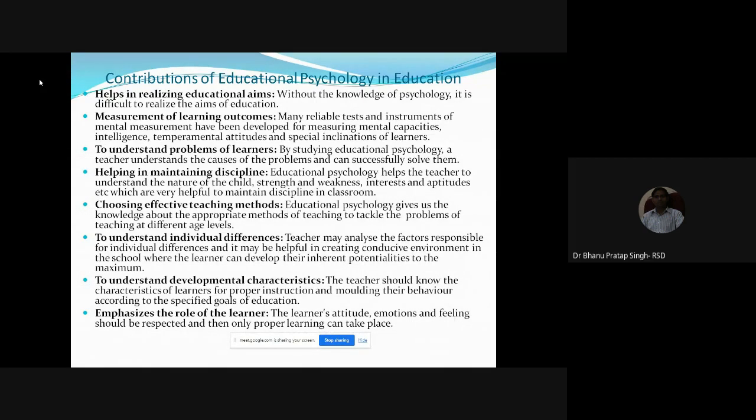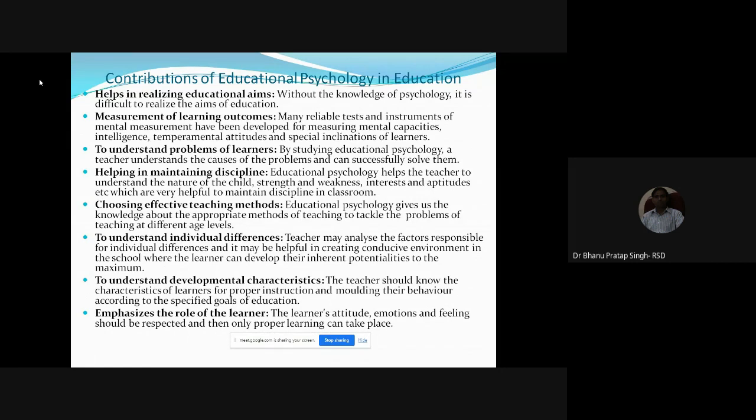Choosing effective teaching methods. Yes, of course, if the teacher is aware of educational psychology, then he or she may change the teaching methodology as per the problems of the child, as per the different stages, in the different situations, because teaching methodology is not static.